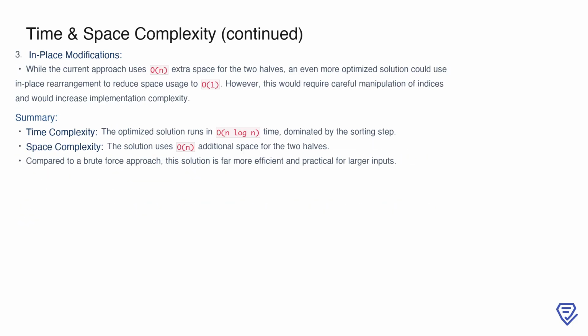Finally, while this solution uses n extra space for the two halves, it is worth noting that an even more optimized approach could potentially achieve the same result using in-place modifications. This would reduce space usage to O(1), but would require careful index manipulation, which adds complexity to the implementation.